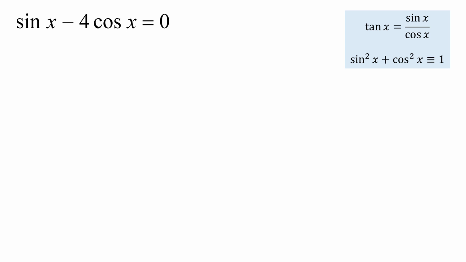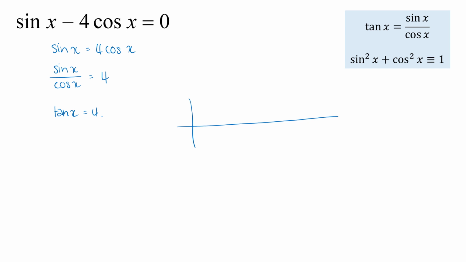It doesn't work without the squares in it, but I could rewrite this expression to be sine x equals 4 cos x, and then divide both sides by cos. I can do that because I'm not cancelling out cos, which would lose me solutions, but I'm rewriting my expression in a legitimate way. So sine x divided by cos x equals 4. And we know, of course, that sine x over cos x is tan. So tan x equals 4.